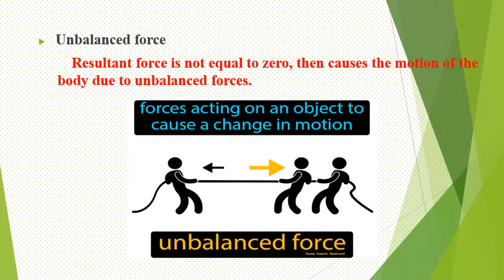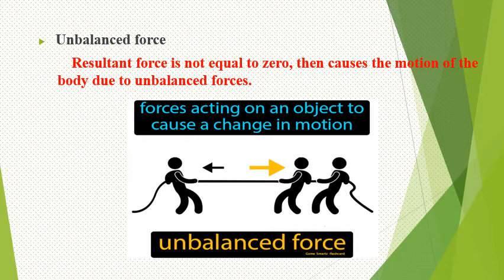See, from this picture, on one side one person is standing to pull the rope, and on the other side two persons are standing and pulling the rope. So forces are being given, but unequal forces. So we understand that the resultant force is obviously not equal to 0. If unequal forces are given, it will cause a change of motion. So we call it unbalanced forces.